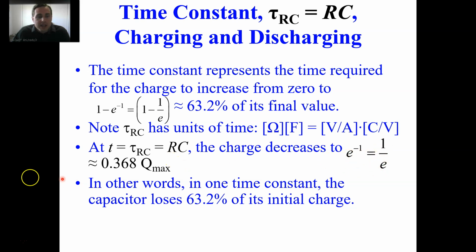Now, 1 over e is about 0.368. So again, when we're exponentially decaying, you get to about 1 over e. All right, in other words, in one time constant, the capacitor loses 63.2% of its initial charge. That's because 36.8% of the initial charge is remaining.